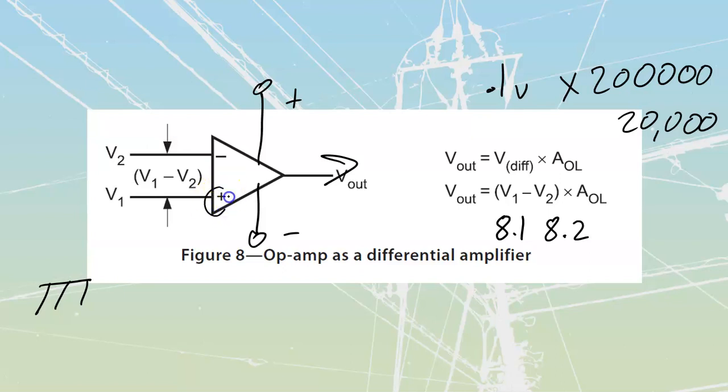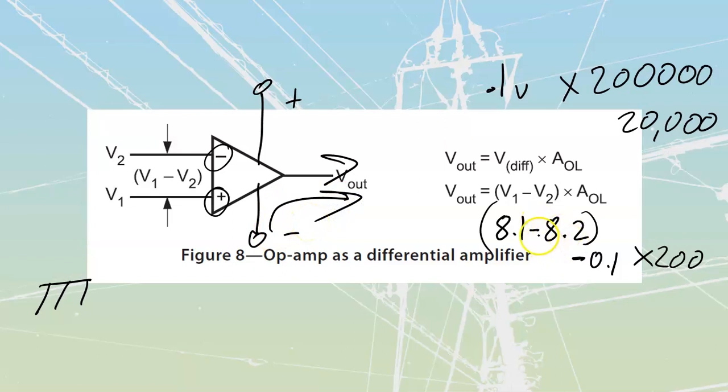It's always going to be my non-inverting minus my inverting one. So over here, let's say that this one was my 8.1 minus my 8.2. That would be a negative 0.2 difference, right? 8.1 minus 8.2 would be a negative 0.1 is what those two work out to be. Multiply that by 200,000, and we'd see that this thing would try to switch out to a negative value. So it would be trying to drive this current over here.